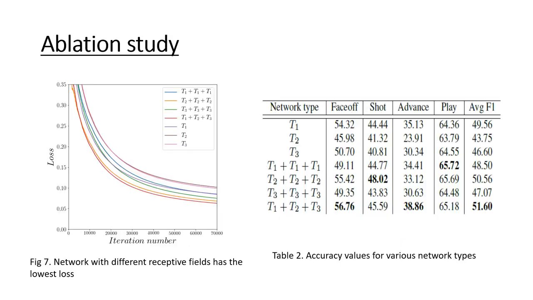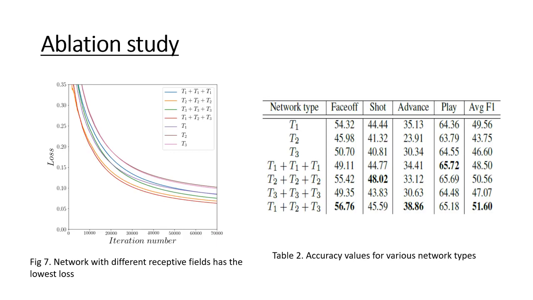We perform an ablation study to study the effect of the multi-receptive field tower setting on accuracy and loss. T1, T2 and T3 represent the three convolutional tower settings, such that repeating a tower 3 times and single tower settings are compared with the multi-tower setting T1 plus T2 plus T3. The loss values are lowest and accuracy values are highest for the multi-receptive field setting, which demonstrates the effectiveness of the method.